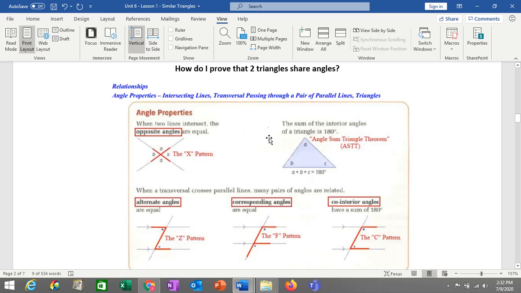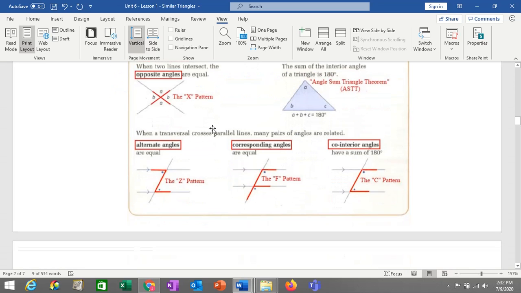We already talked about this one. All angles in a triangle add up to 180. So if you know 2 of them, you know the third one. And we also have this useful property called the parallel lines theorem. And there are a few different versions of it.